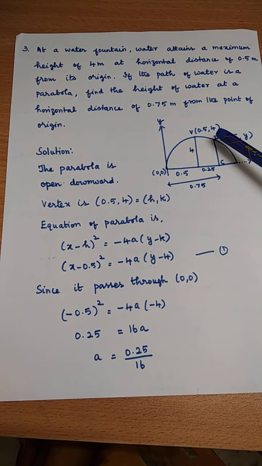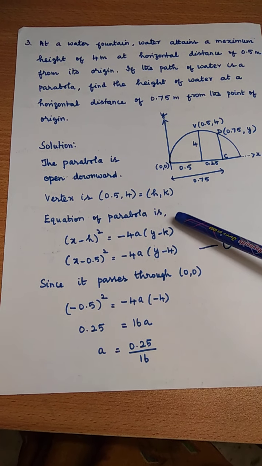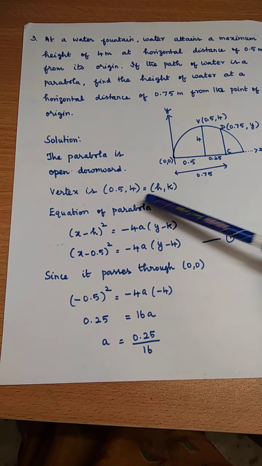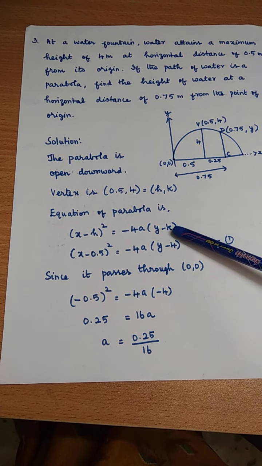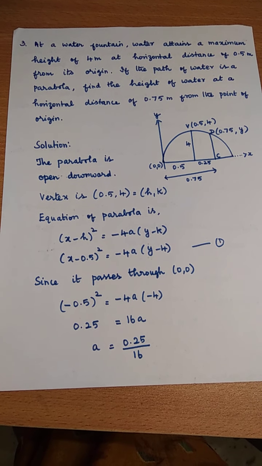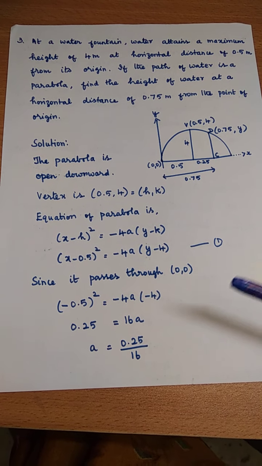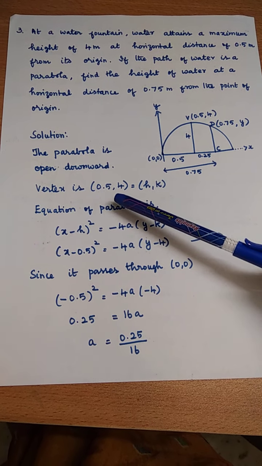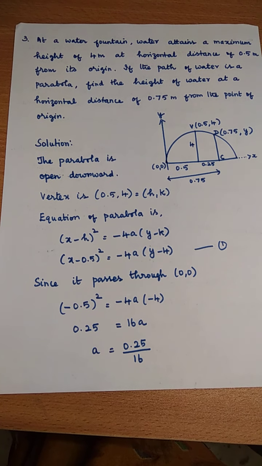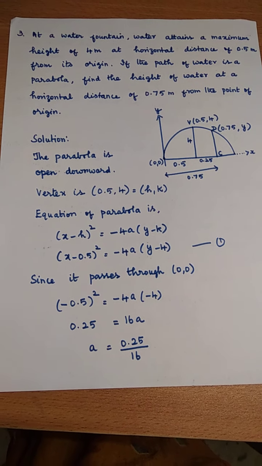Vertex is 0.5, 4. When the vertex is other than origin, you know the equation of parabola. Take the vertex as h, k. Equation of parabola: x minus h the whole square equal to minus 4a into y minus k. Substituting for h and k, get x minus 0.5 the whole square equal to minus 4a into y minus 4.